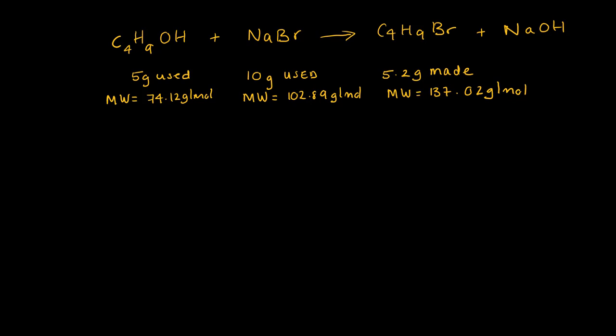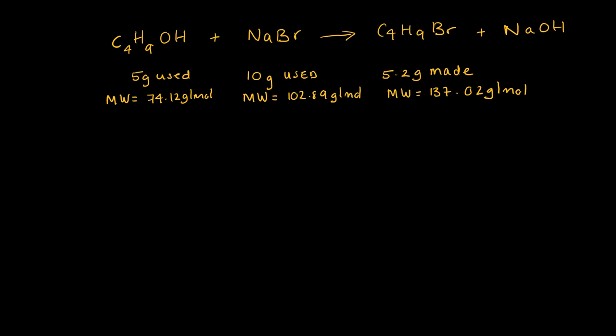So we're looking at an example of a percentage yield calculation. The reaction of interest involves butanol, or 1-butanol, which is C4H9OH, reacting with sodium bromide, and this will give us bromobutane, or 1-bromobutane, so that's C4H9Br. We also get a side product, or a byproduct, being formed here, which is sodium hydroxide, NaOH.